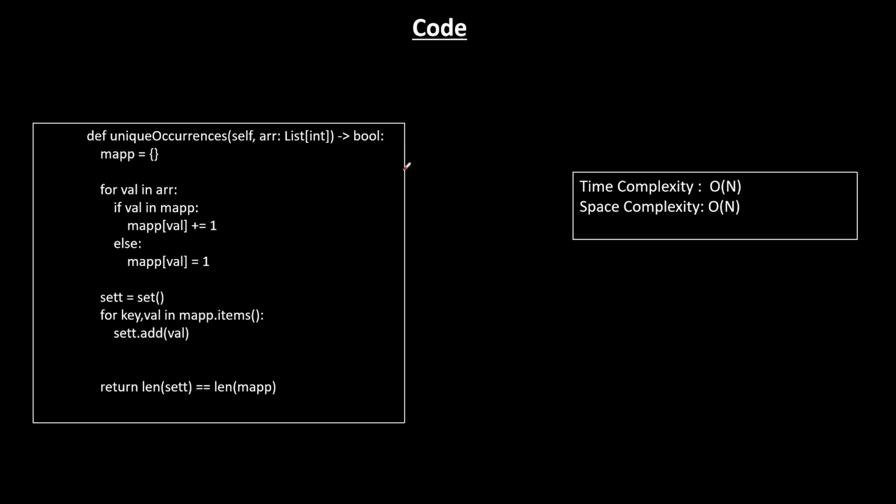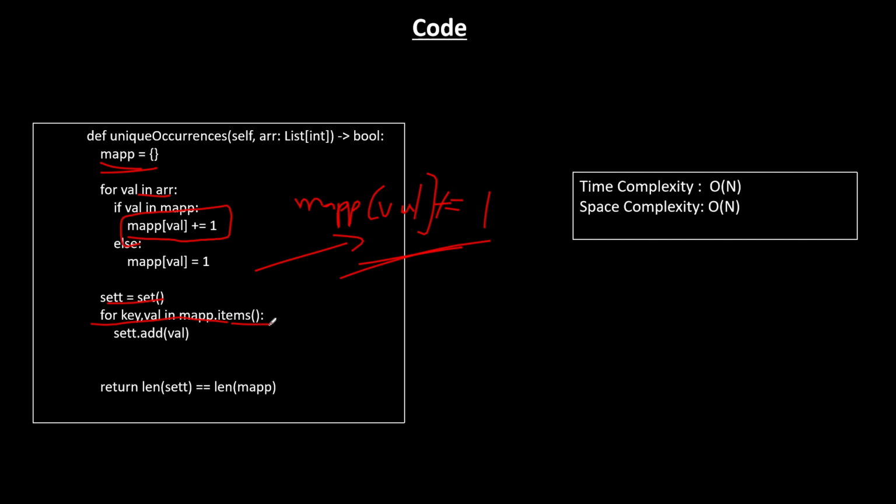The code is the exact copy of the approach discussed. Let's understand it line by line. Here we declare the dictionary. We loop through the array. We put key values here. Basically, map of value, meaning the value of the array element we are currently encountering, is set to 1. 1 means first time occurring. If it is already in the map, we increment it. That's all. Then we declare a set, iterate over the map, and put the values in the set.